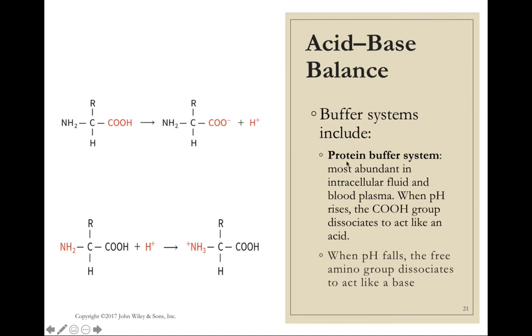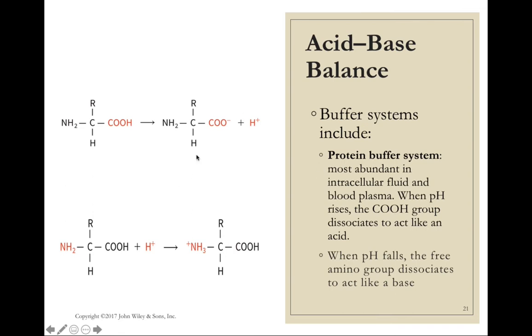Now our first of the three buffer systems is known as the protein buffer system. And we call this the protein buffer system because this utilizes the base structure of amino acids to either grab onto excess hydrogen ions in solution or release excess hydrogen ions in solution to help control the pH and keep it at 7.4. This is going to be the most common buffer system inside of the cell.